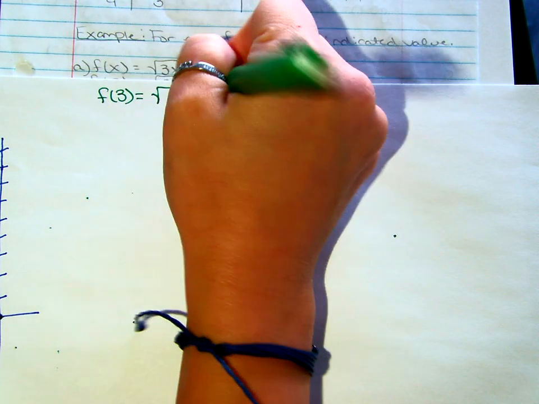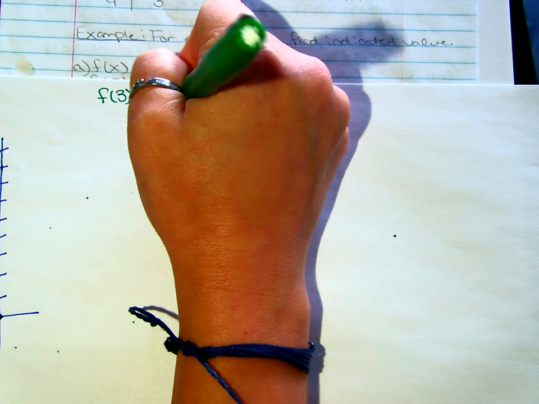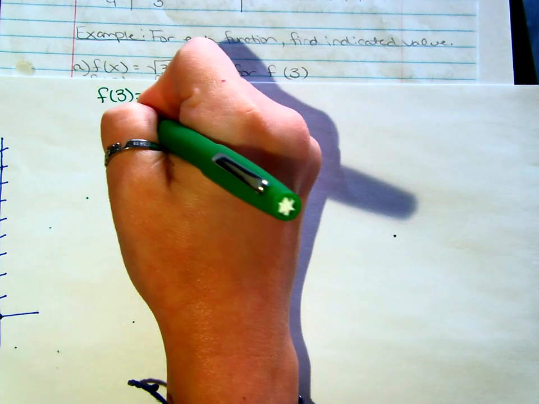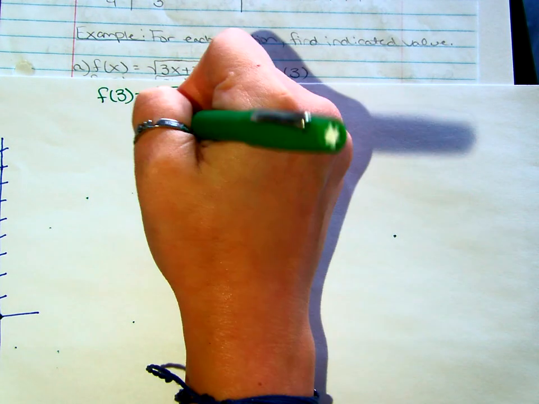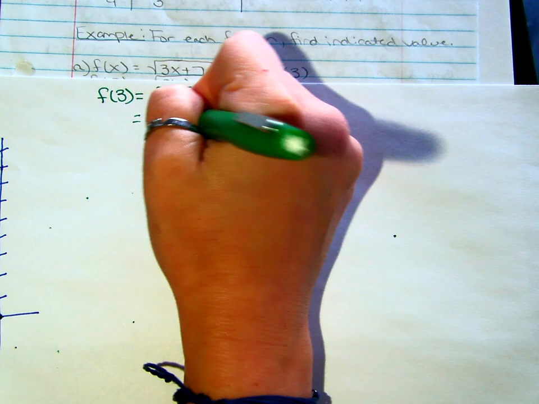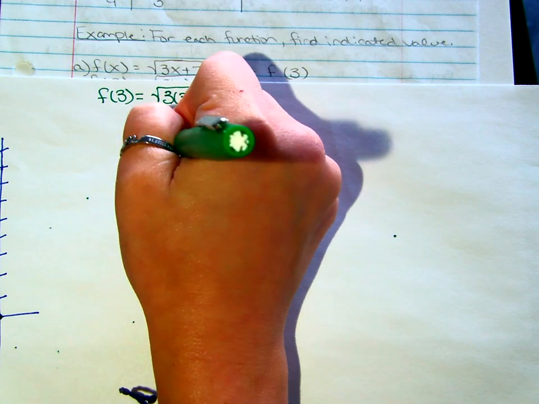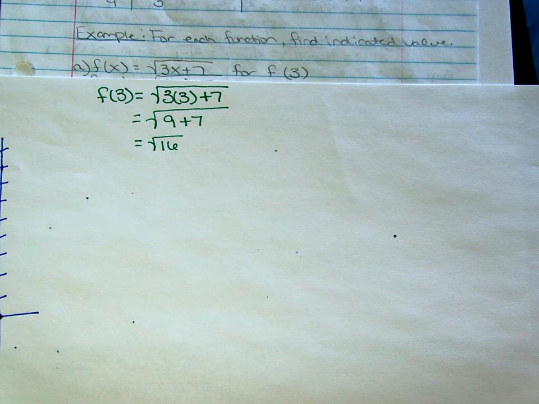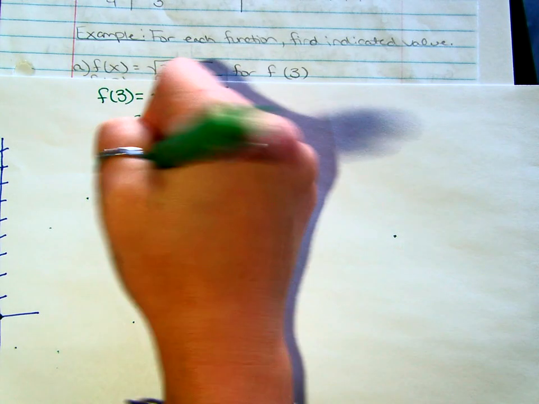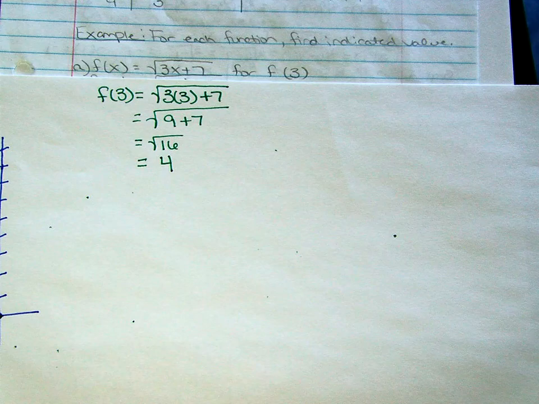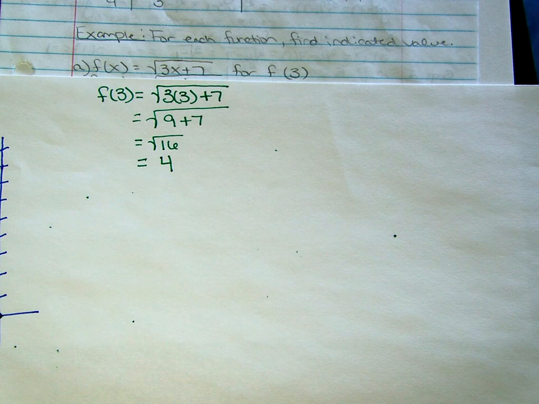So instead of 3x, I'll have 3 times 3 plus 7. 3 times 3 is 9. 9 plus 7, 16. And the square root of 16, since we're going to get positive or principal roots, is 4. So plugging and chugging.